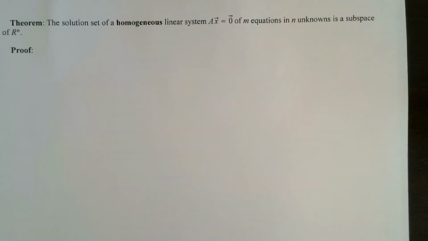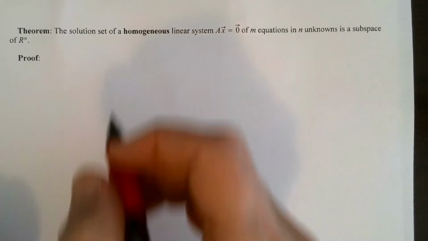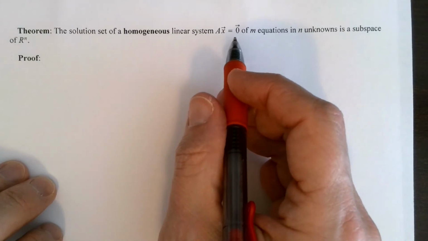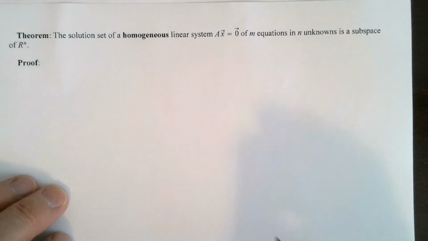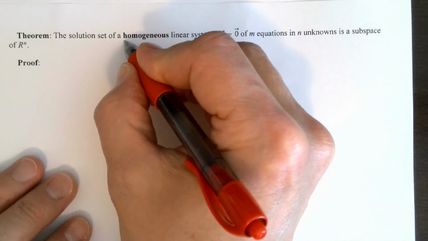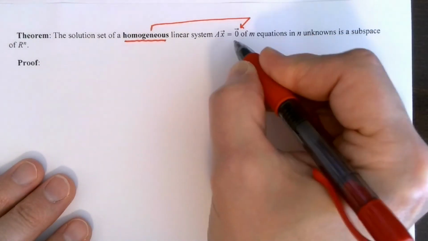A quick little theorem here now. It's about a particular subspace. We want to prove that the solution set of a homogeneous linear system, AX equals 0, of m equations and n unknowns is a subspace of n space. Okay, so what in the world is this all about? So homogeneous, remember, means what? The homogeneous part means that the constants are all what? 0. That's the important thing.